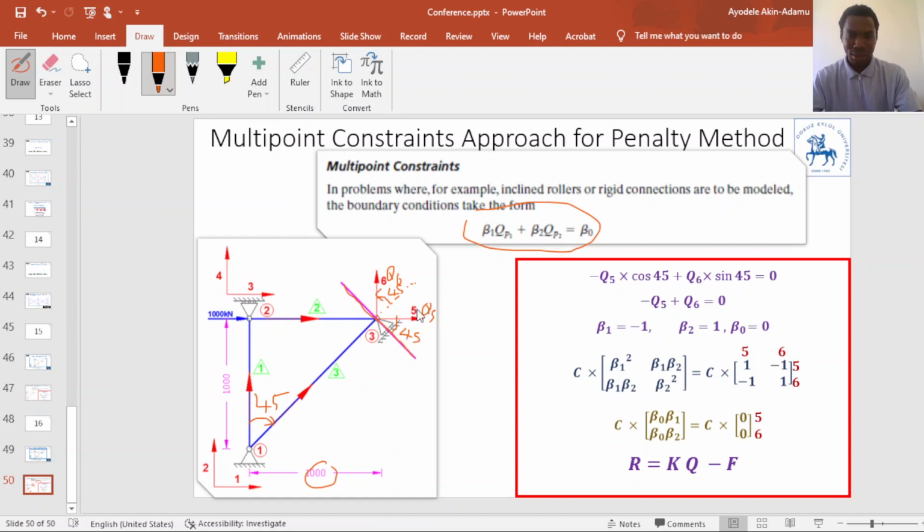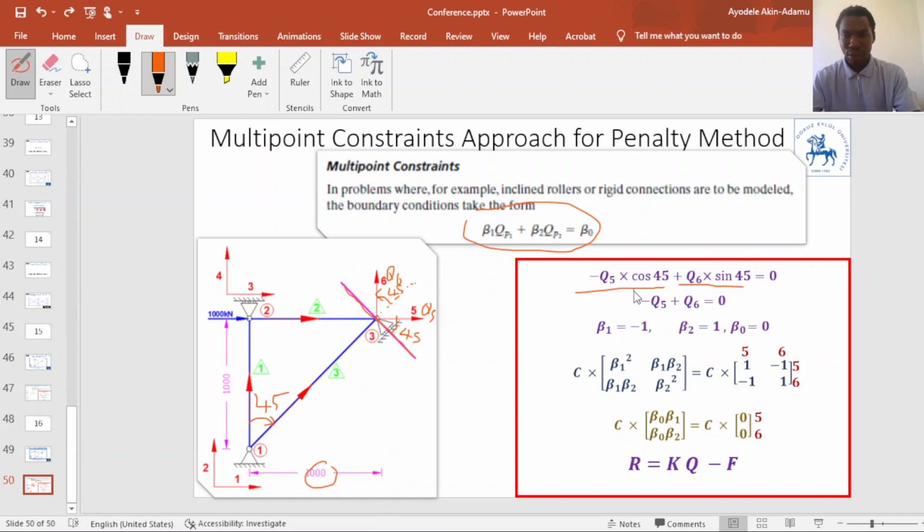So resolving Q5 and Q6, we have minus Q5 cos 45, and Q6, if we resolve it along the magenta line, will be pointing upward, opposite to the Q5 component, so it will be plus Q6 sine 45 equals zero, because there is no movement along that point of reaction. So this equation can be simplified, because cos 45 also equals sine 45.